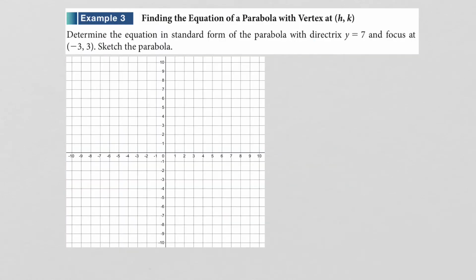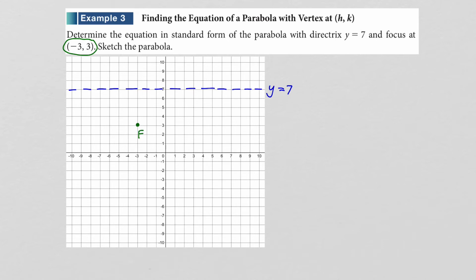In this example, we want to determine the equation in standard form of the parabola with directrix y equals 7 and focus at the point (-3, 3). So the first thing I'm going to do is graph the directrix and graph the focus to give us a feel for what we're looking at here. The directrix is y equals 7. Y equals 7 is a horizontal line that passes through 7 on the y-axis. This is our directrix. And the focus is at the point (-3, 3), which is right here.